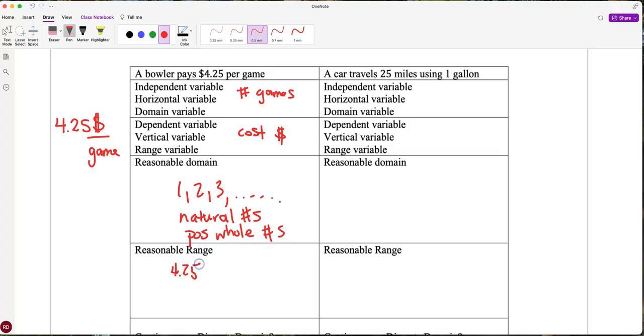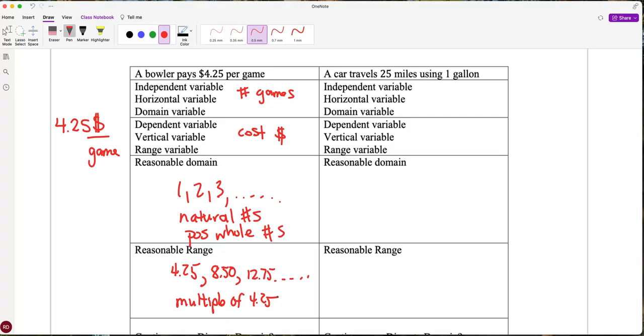$4.25. You played 2 games, $8.50. 3 games, what is it, $12.75? Okay. So basically it's multiples of what? 4.25. So it's multiples of 4.25. Is $5 in the range? No, because you're paying 4.25 per game.